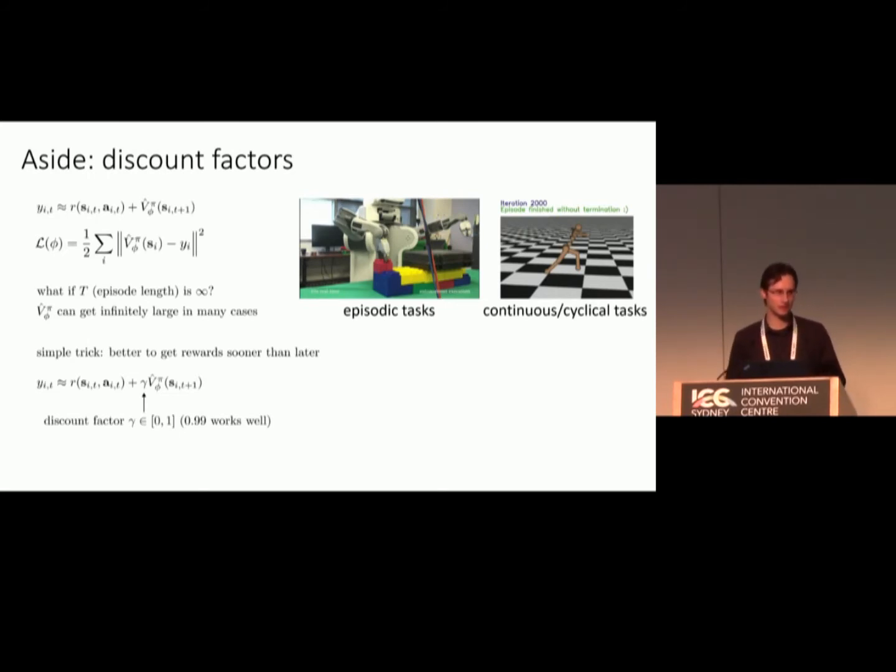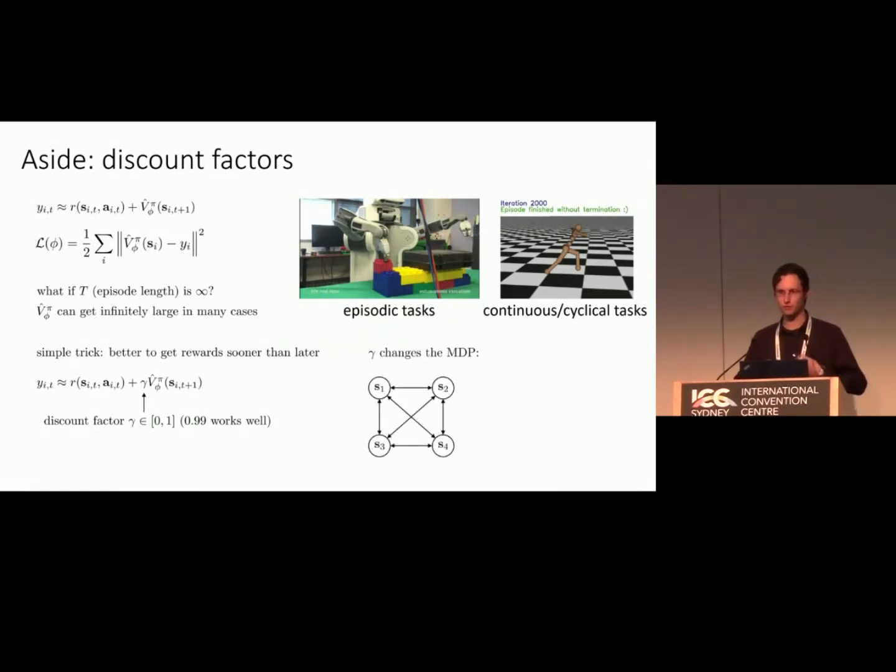It turns out that mathematically, this makes perfect sense. All it does is modify your MDP in a very particular, well-structured way. So gamma changes the MDP as follows. If you have, let's say, a 4-state MDP, four states and you can transition between them, adding this discount factor gamma is equivalent to adding a 5th state that is an absorbing state. It's like a death state. Once you get there, you get no more rewards. You always get a reward of 0.